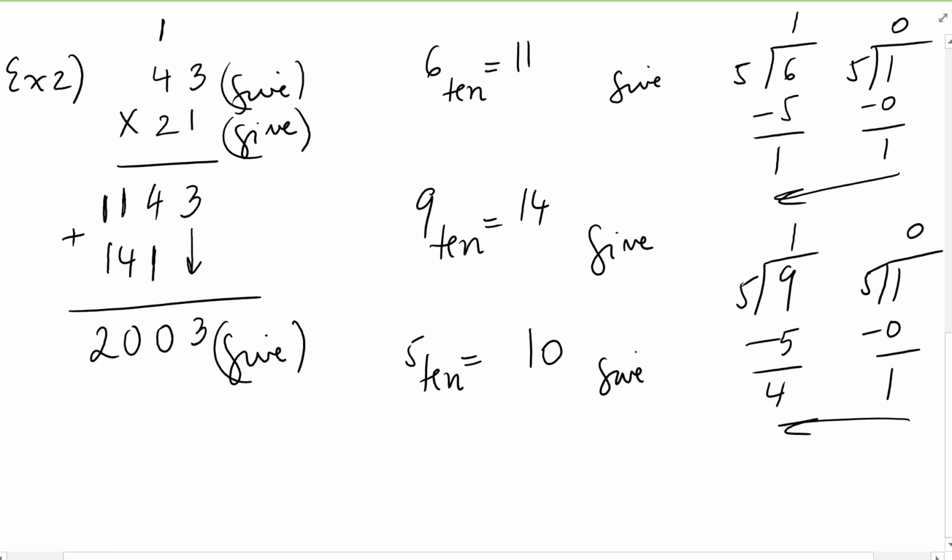That's multiplying 43 times 21. So every time we are changing from base 10 to base 5, for example, in this case, we take the quotient and we divide again. The quotient, it seems like most of the time it's 1, but it is not a rule.